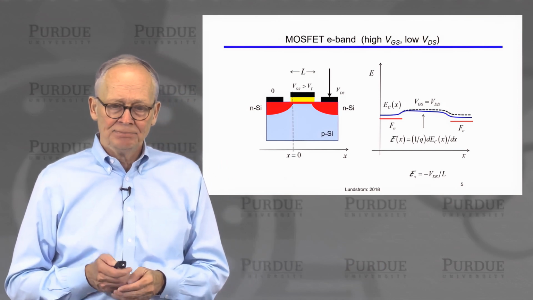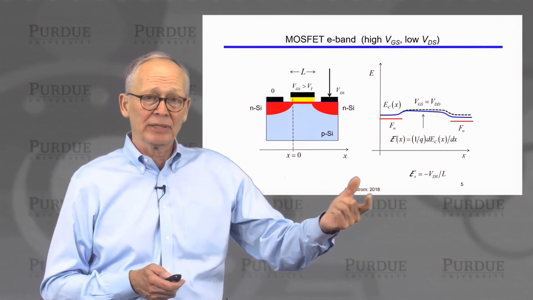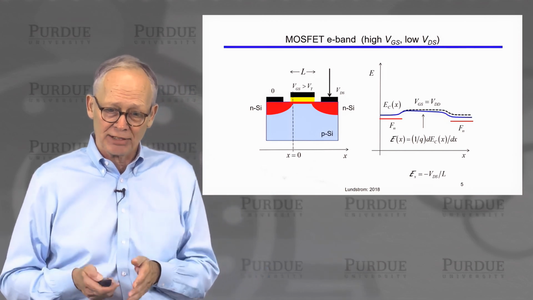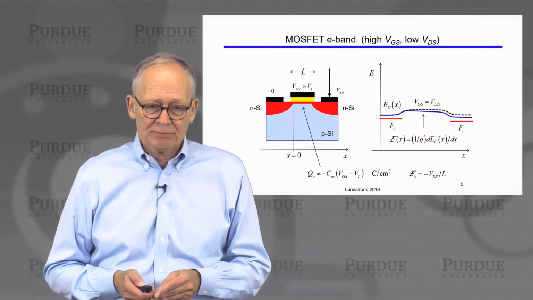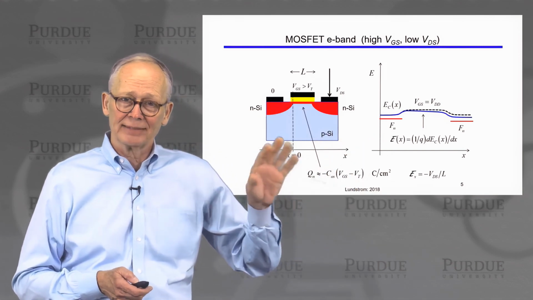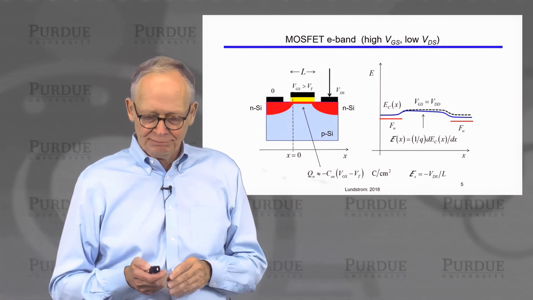Okay? And that negative electric field is simply the voltage between the drain and the source divided by the length of the channel. All right. We also know the charge by that simple relation, capacitance times Vg minus Vt.